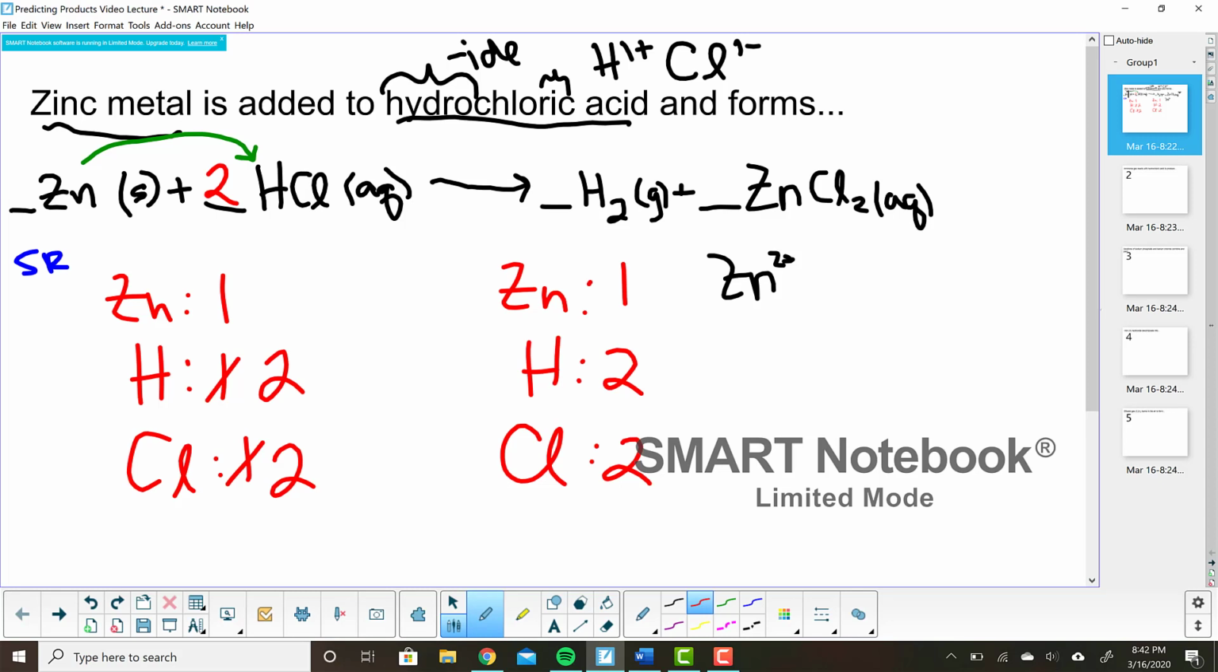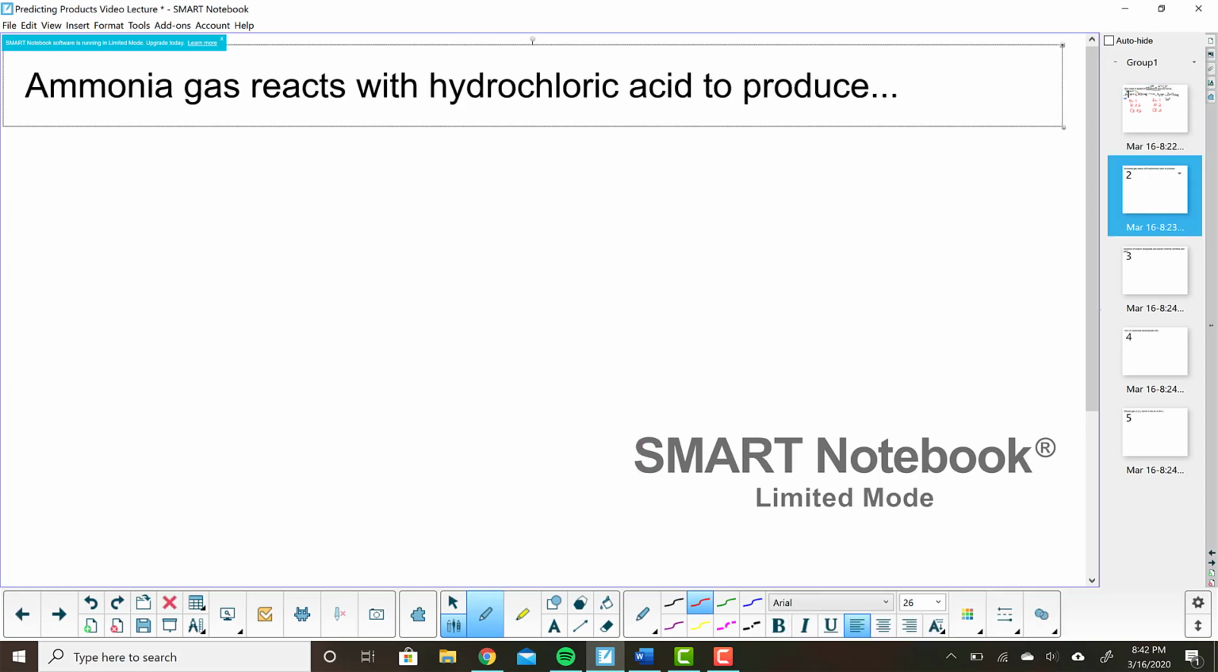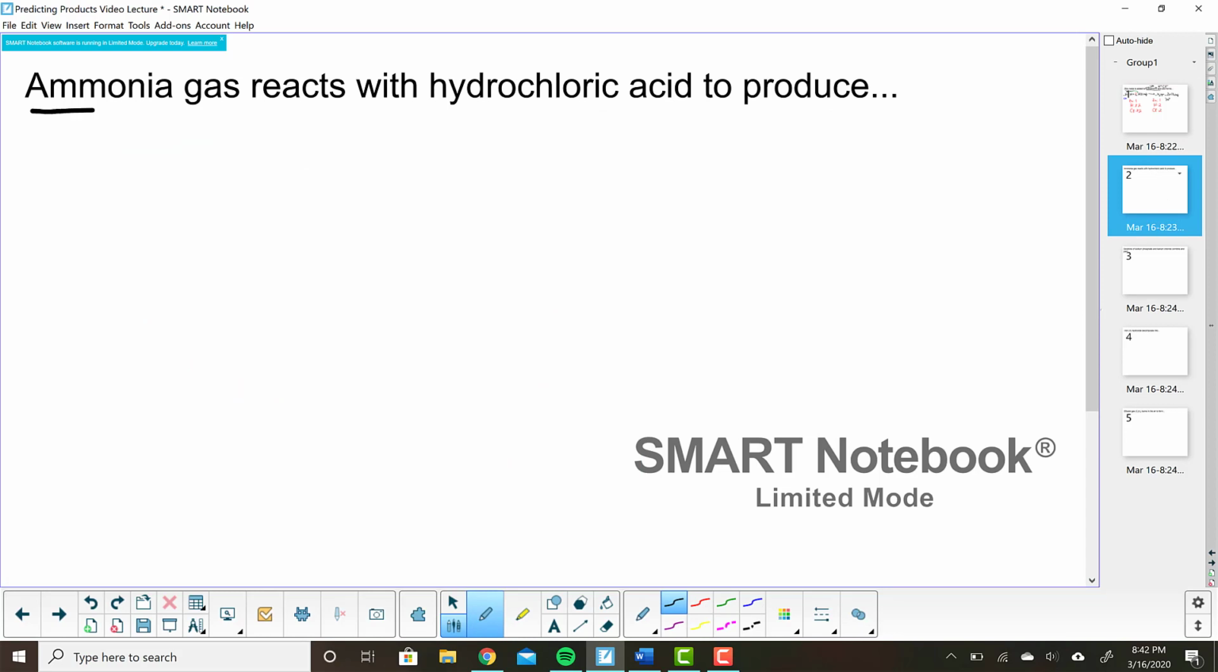Let's do another problem. So in this problem, I have ammonia gas reacting with hydrochloric acid to produce something. Again, our first step here is going to be to write the formulas for our reactants. Now, ammonia is one of those covalent compounds that we should have hypothetically remembered the formula for. But if you forgot, it's your lucky day. Ammonia gas is NH3. Of course, the state of matter is gas because it says it right there in the problem. So I have ammonia gas, and it's reacting with hydrochloric acid.